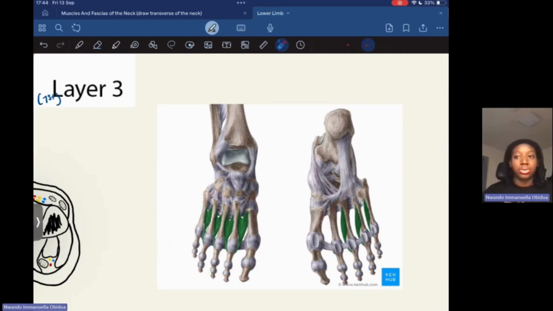The dorsal interossei muscles are inserted on both sides of the metatarsals, and the first dorsal interossei muscle inserts on the medial side, and then the second to fourth insert on the lateral sides of the metatarsals. And then you have your plantar interossei, which originate from the medial side of the base of the metatarsal, and then insert on the medial side of the proximal phalanges.